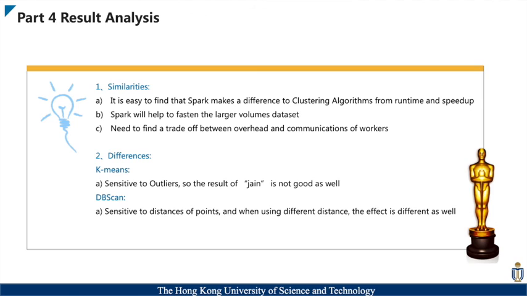And also there are some differences between k-means and DBSCAN. For k-means, it is sensitive to outliers, so the result on the Gen dataset is not good. And for DBSCAN, it is sensitive to the distance between points, and when using different distance measures, for example L1 and L2, the effect is different as well.